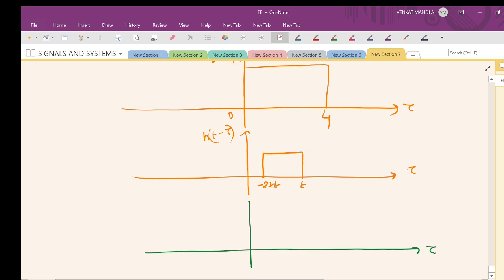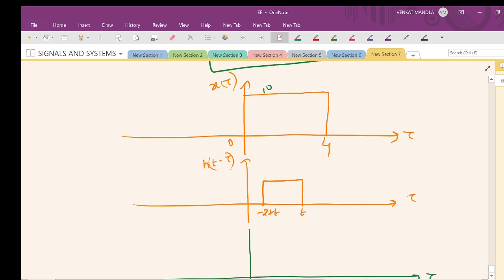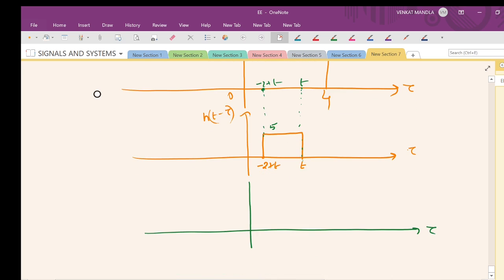This one is 10, this one is 5. So this is the minus 2 plus t point, and this is the t point. This is minus 2 plus t, this is t. Okay, you will get signal only from minus 2 plus t to 2. 10 into 5 will get 50. Remaining all cases, this is 0, this is 0. 0 multiplied by anything, 0.